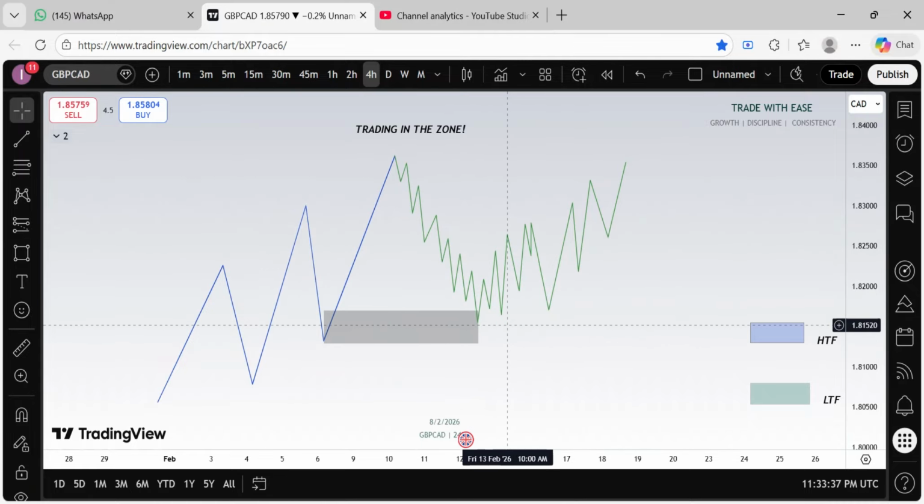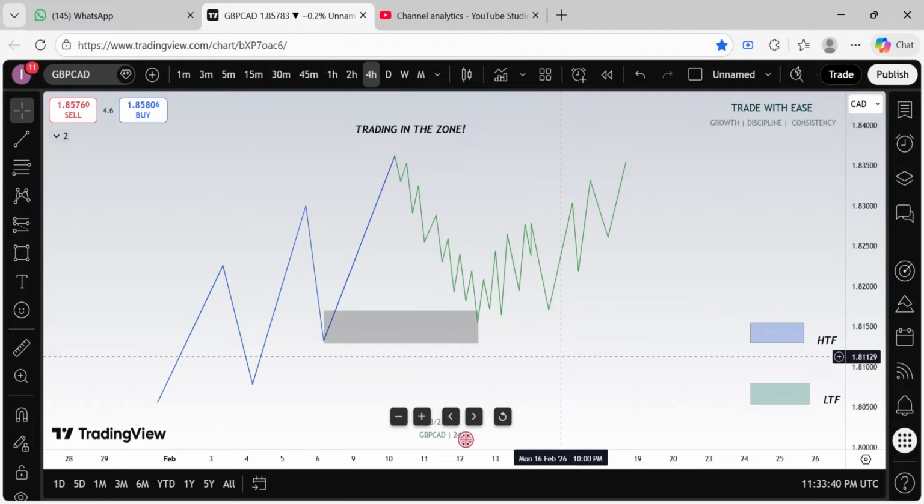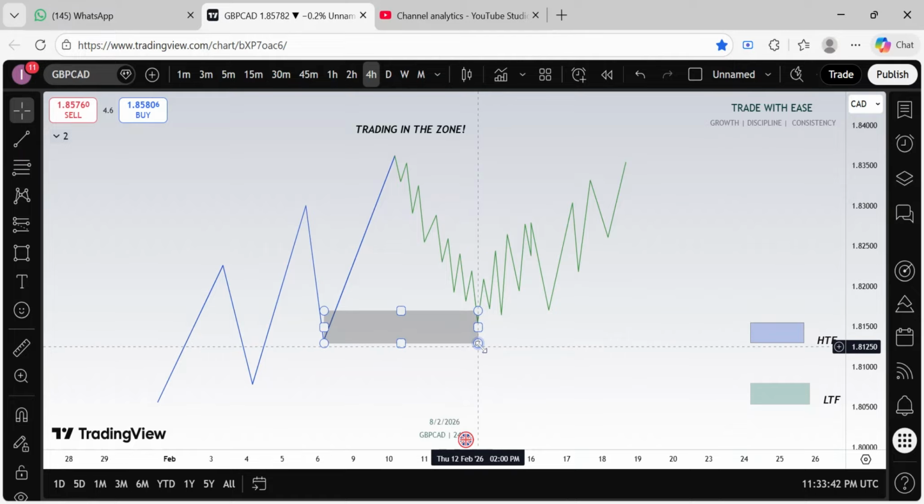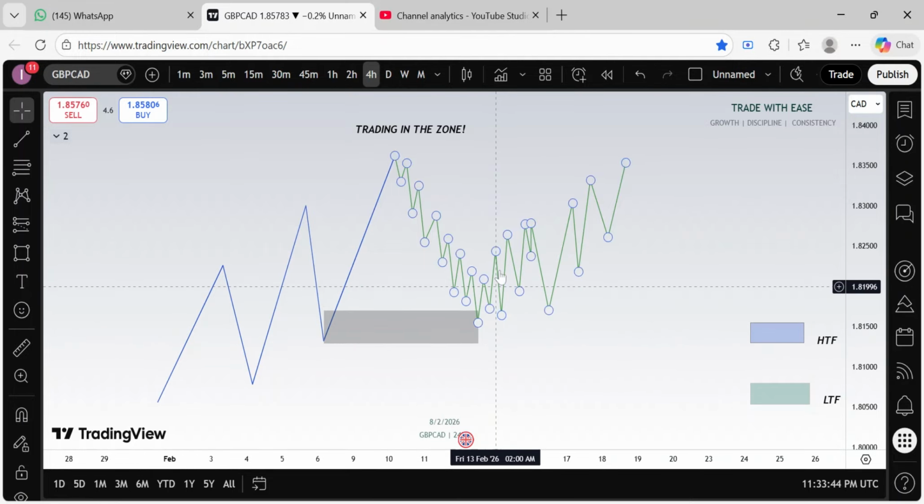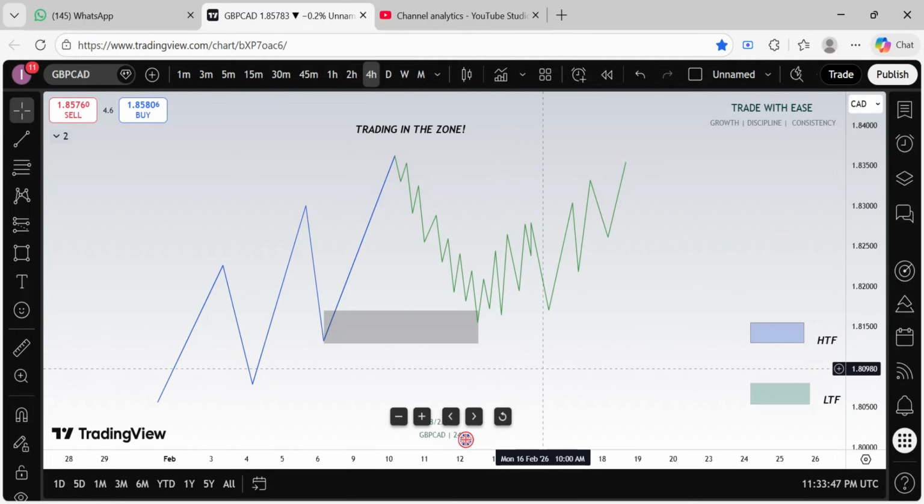You want to know the intent of the market. Is price going to obey this particular zone, or will price just invalidate it? That is what you want to look for next. You just don't want to rush and enter a trade.